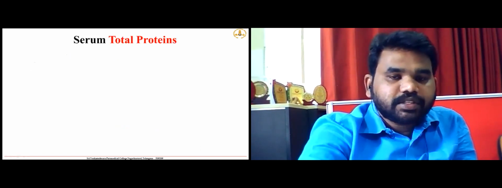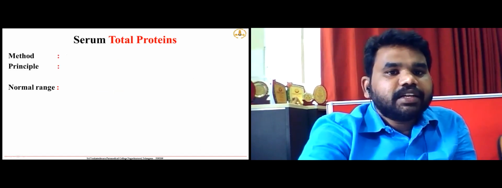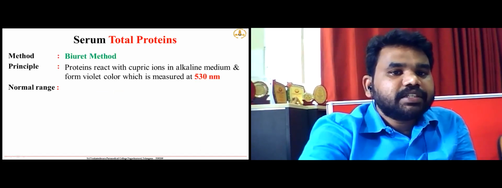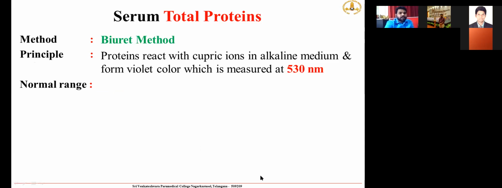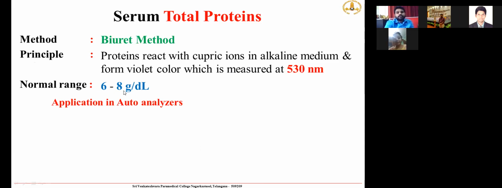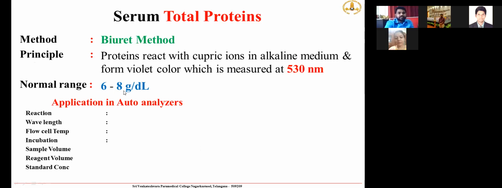And next we move to the serum total proteins. And here the method we are using is the Biuret method. Proteins will react with cupric ions in the alkaline medium and form violet color, which is measured at 530 nanometers. That is the principle. And the normal range is 6 to 8 grams per day. And the same method we can also apply in the autoanalyzers with the following changes in the parameters.